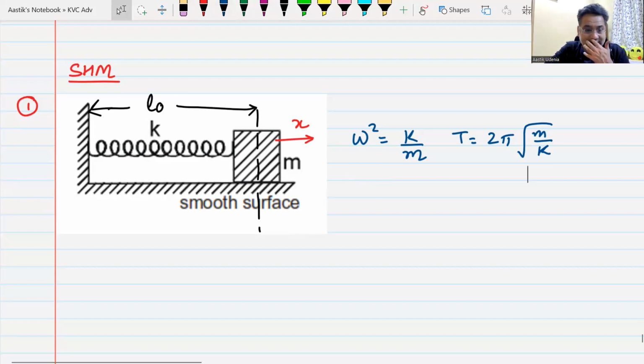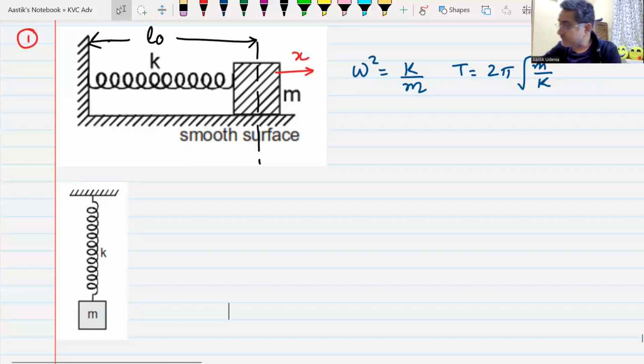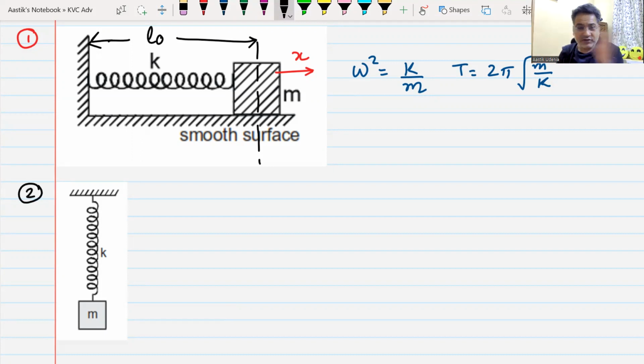Now if I have second case, now instead of the spring block system on a horizontal surface, if I hang it vertically, then what is the difference between case number 1 and case number 2?